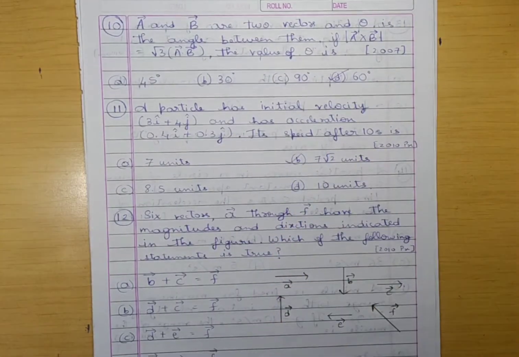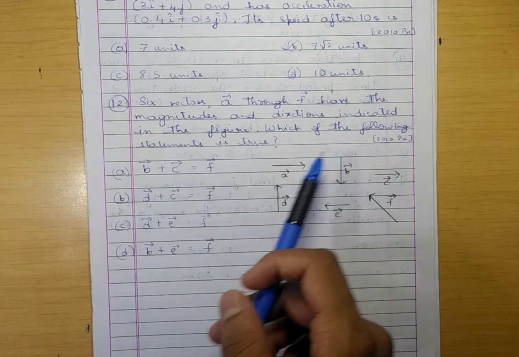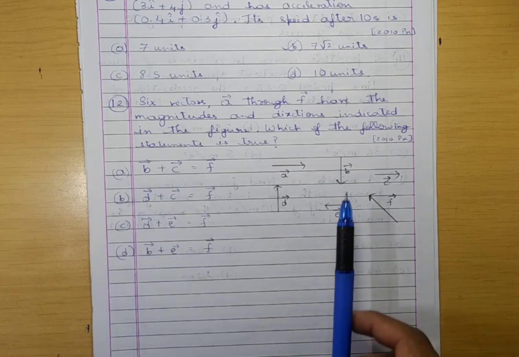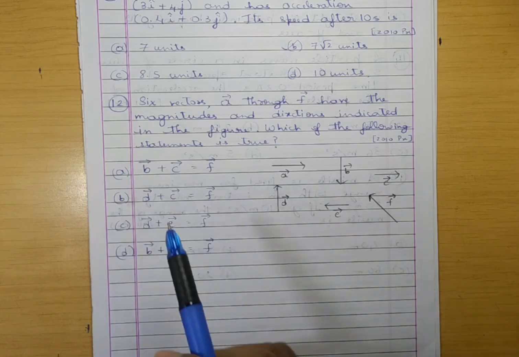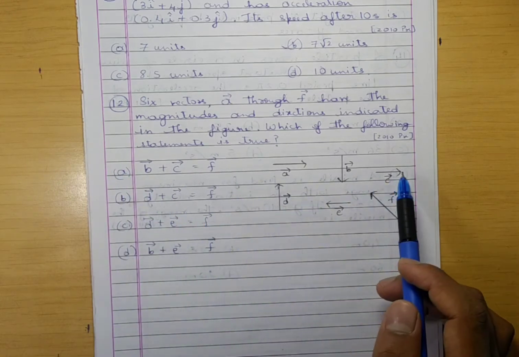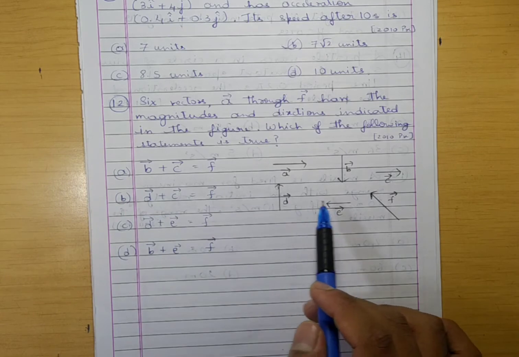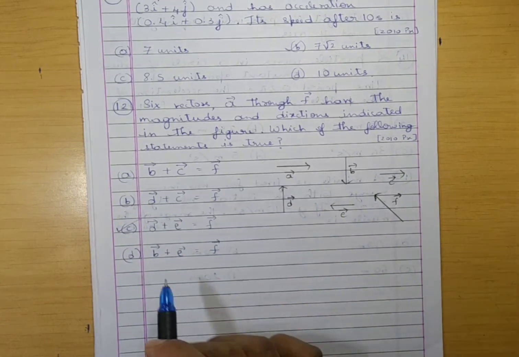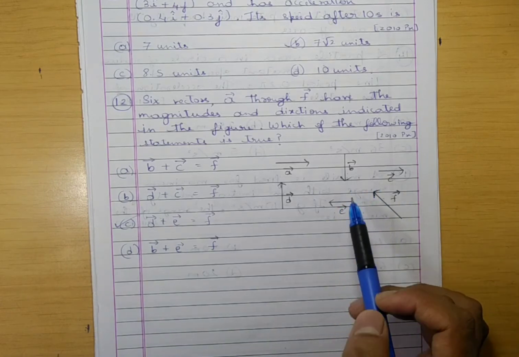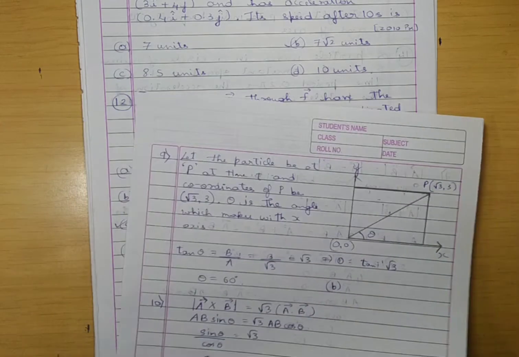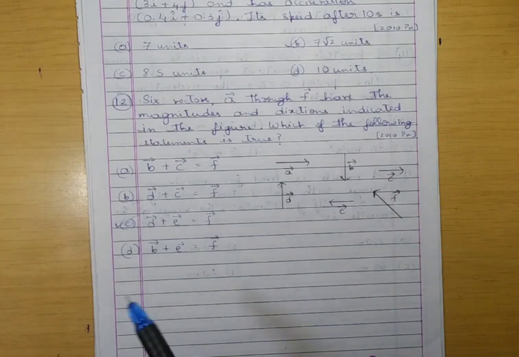Option B. 12. Six vectors A through F have the magnitudes and directions indicated in the figure. Which of the following statements is true? Option A: B plus C is equal to F. B plus C should be downward, but F is in upper direction, so option A is wrong. Option B: D plus C is equal to F. D plus C should be in the second quadrant. It is again wrong. Option C: D plus E is equal to F. Option C is correct, and option D, B plus E, is again wrong because it should be downwards. So we get D plus E is equal to F is the correct equation. So option C is correct.